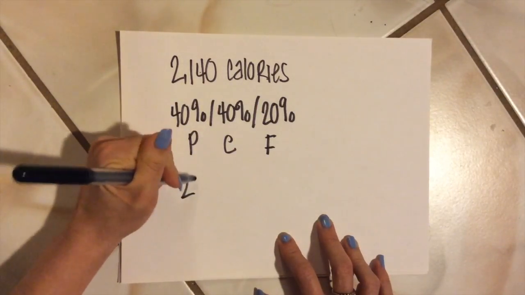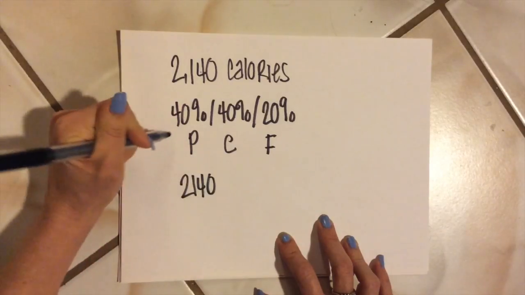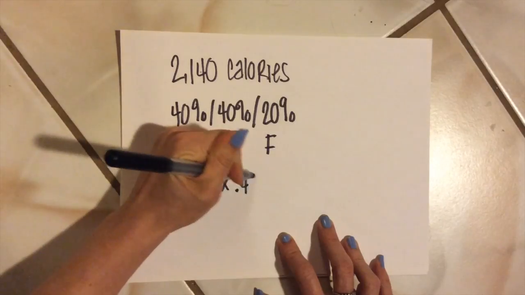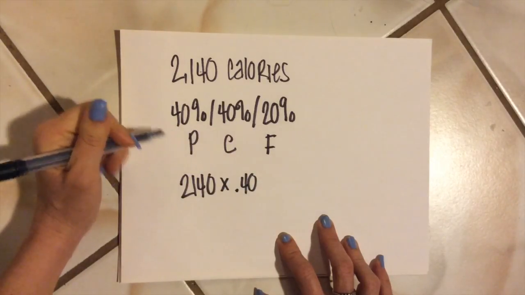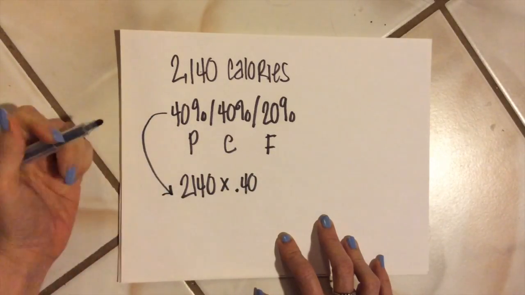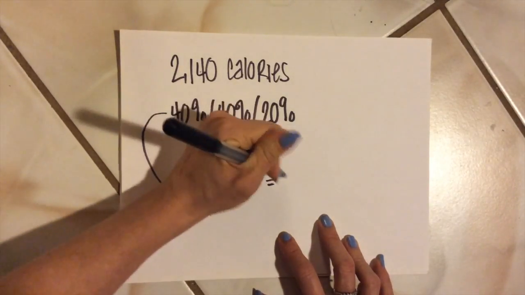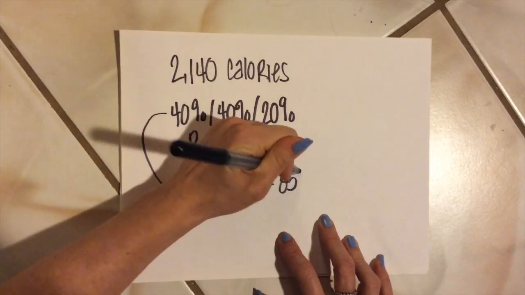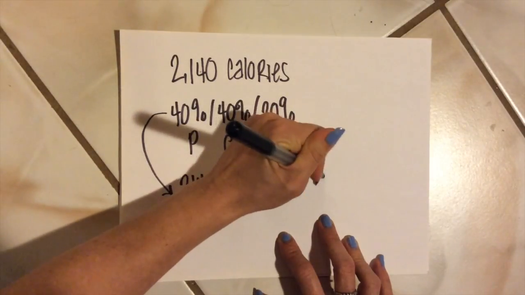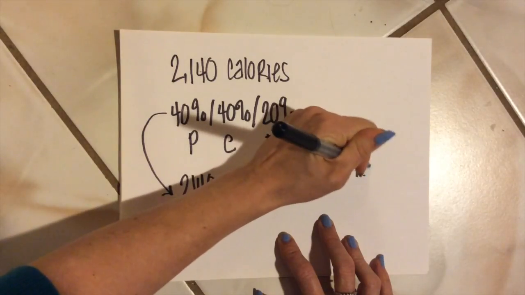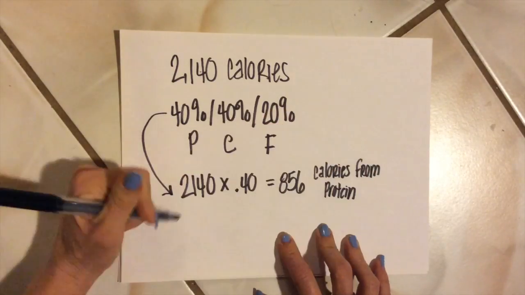Alright, so step numero uno is 2,140 calories, and we're going to times that by the percentage of protein to start. So in order to get the percentage to multiply it by, you have to move the decimal point over 2 places to the left. So hence 0.40. That gives us 856 calories that we can expect to come from protein.